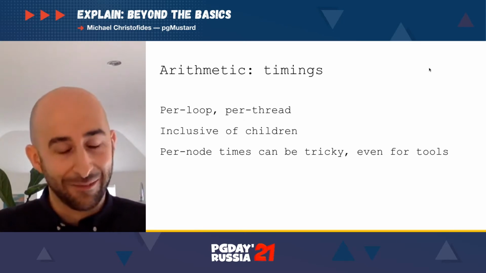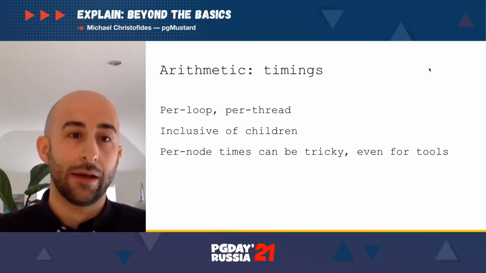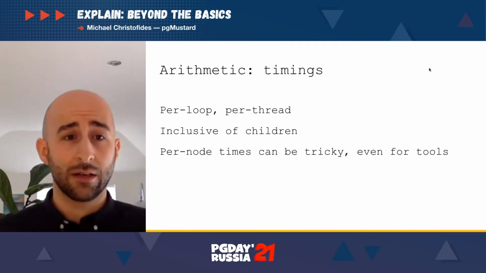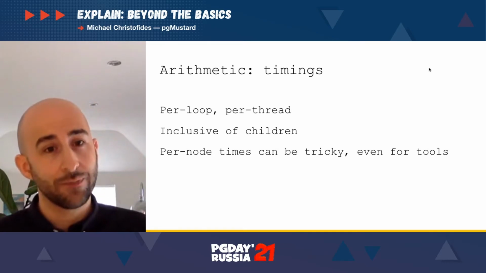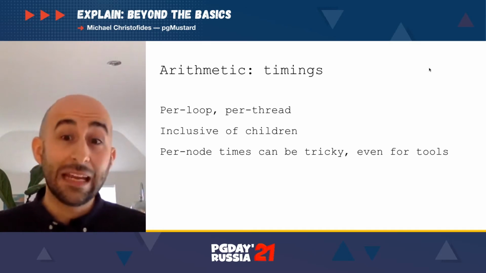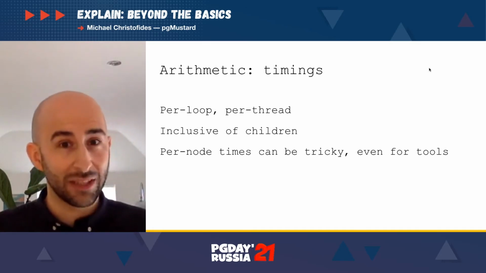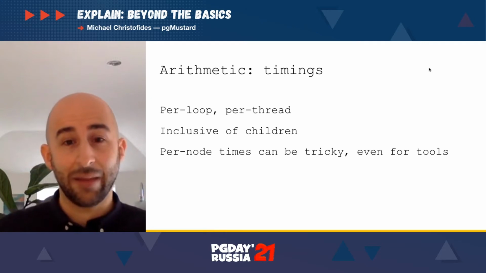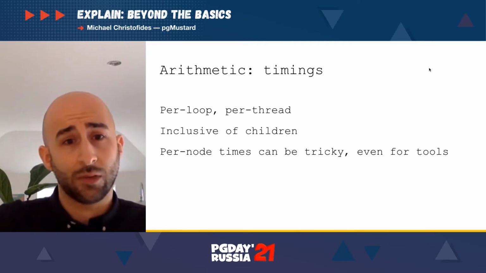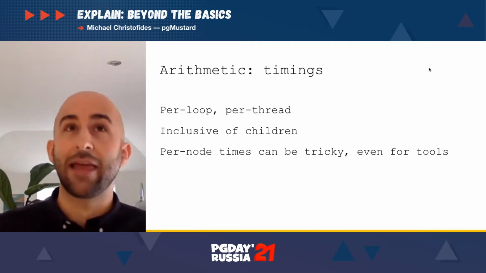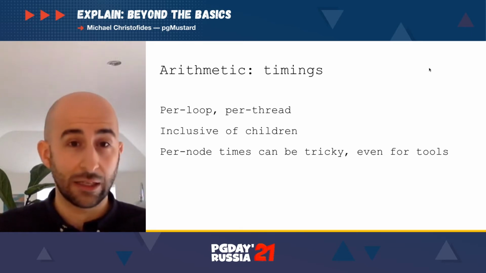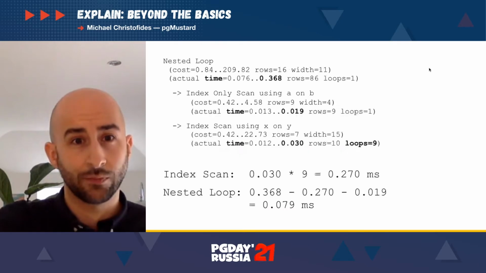On the slightly more complex side of things, we have timings. As I mentioned briefly, these are per loop, per thread numbers and inclusive of children. Now, the per node times can get tricky, even for tools. So we've spent quite a lot of time on this for pgMustard, and it's nice to see some other tools starting to as well, which is really cool. But I'm going to show you where it can get tricky and therefore where to be maybe a little bit suspicious of what you're being told, even if you are already using tools to do this.